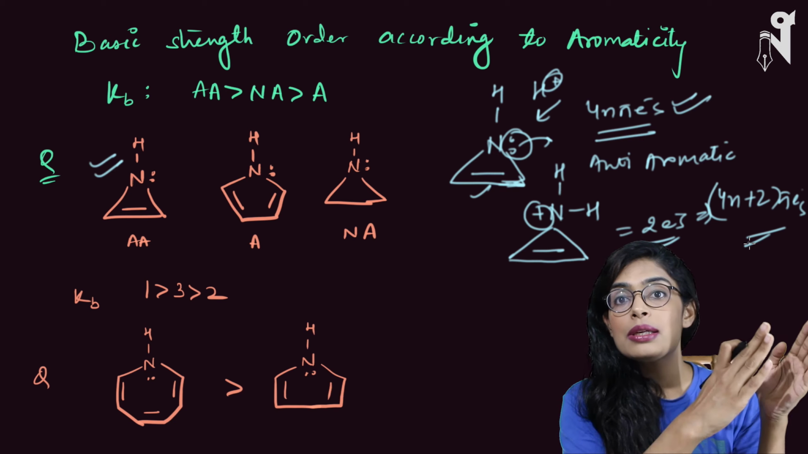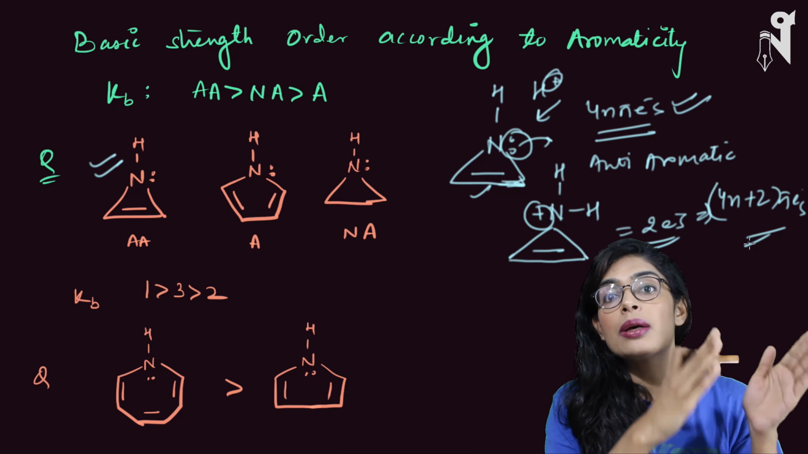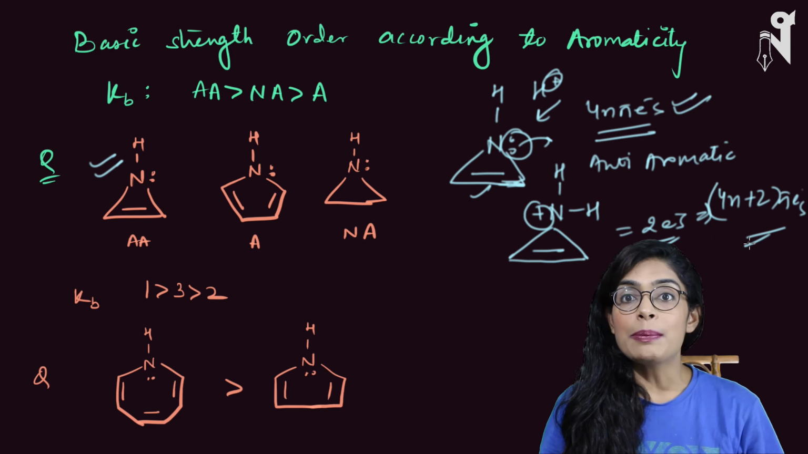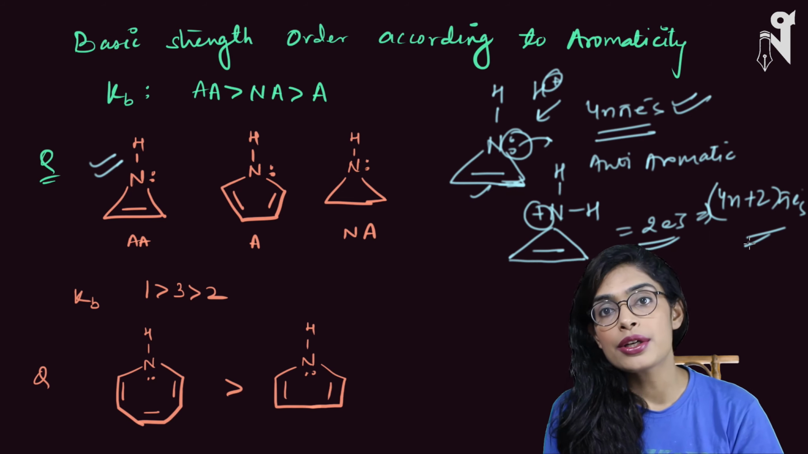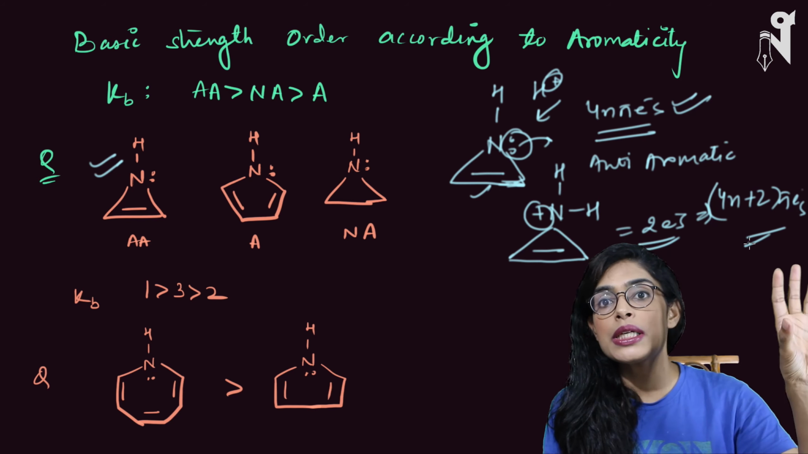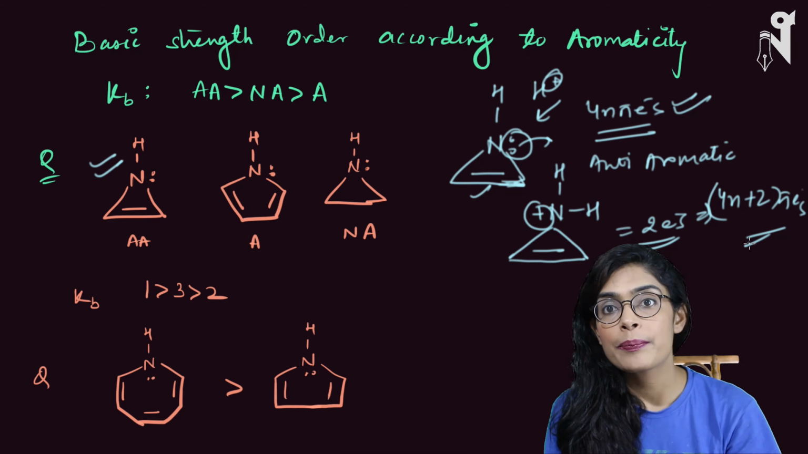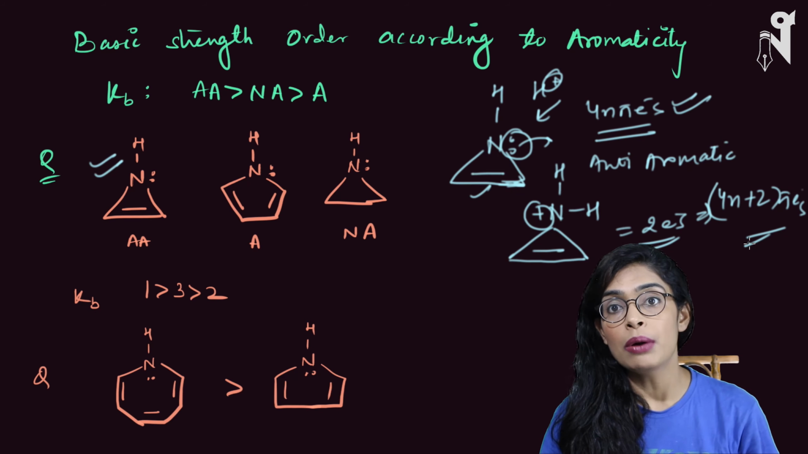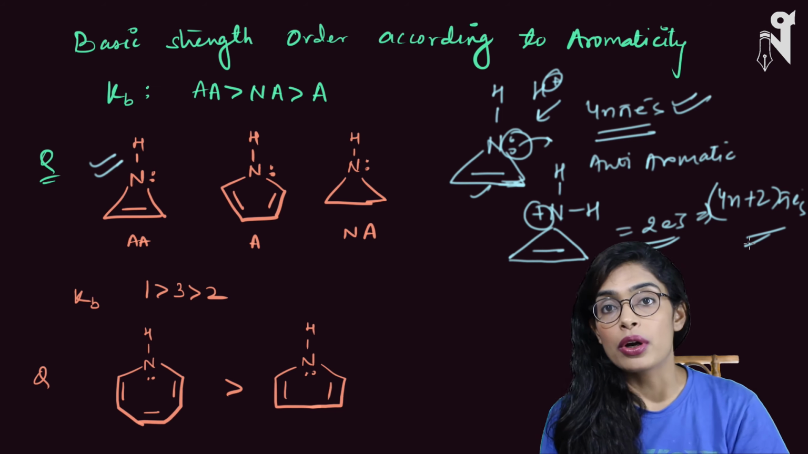So from a highly unstable state, after behaving like a base, it is converted into a highly stable state. That means it will definitely want to go in this direction, because as soon as it behaves like a base, it will get rid of its instability and become very, very stable. So this is the most preferred direction for an anti-aromatic compound. I hope you have got it.